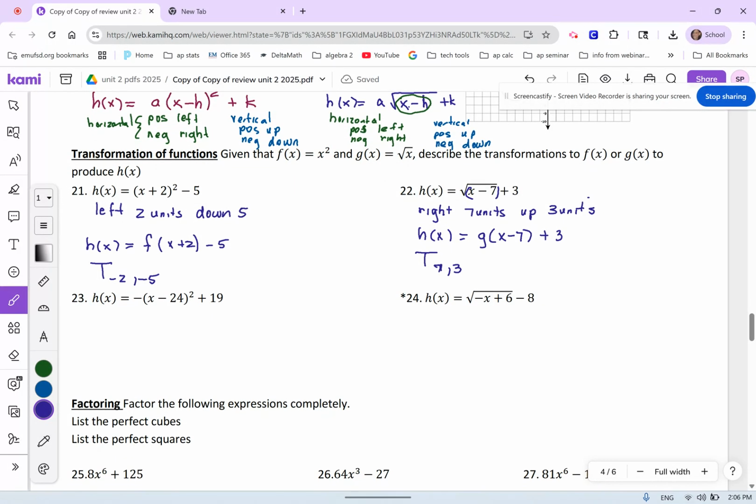Okay, h of x is a little different. It definitely is with the quadratic because we see something squared, but we notice we have a negative outside the parenthesis. When that occurs, what's happening is you're reflecting over the x-axis. So when it's outside the function, it means that you're reflecting over the x-axis.